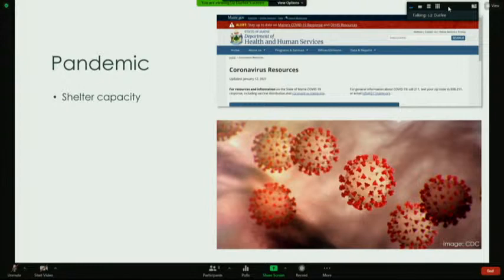So communication lines and thinking about who has the authority to implement testing, for example, and vaccines, et cetera, has been an issue that's played out across the country, and I think will be something that we'll all be continuing to plan for.